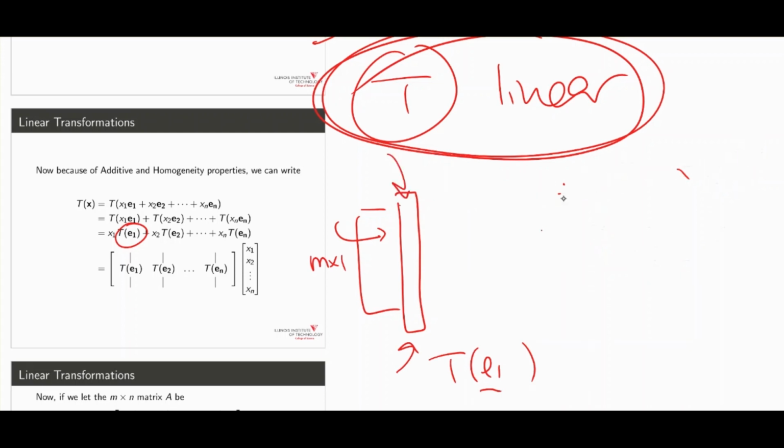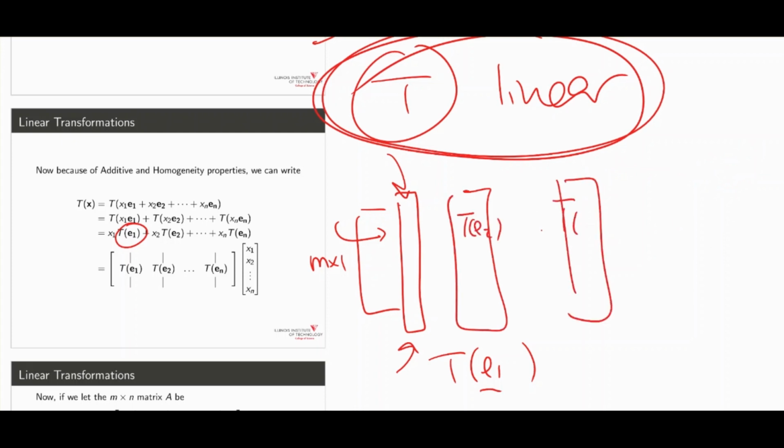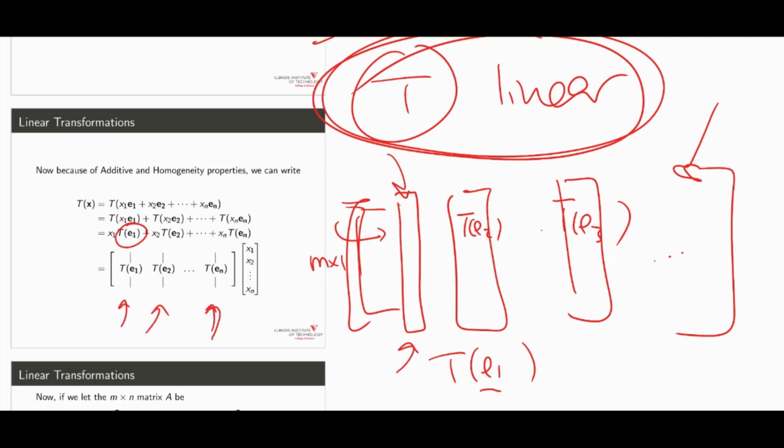And then you put TE2, okay? This is your TE2, right? And then you put TE3, so these are all your vectors, okay? And all the way to TEn, so you construct a matrix. This is a matrix with n columns, so all together there are n columns. First column, second column, n columns.